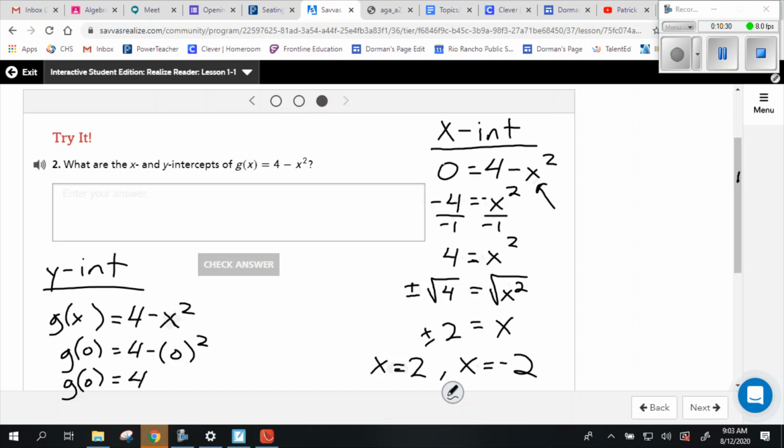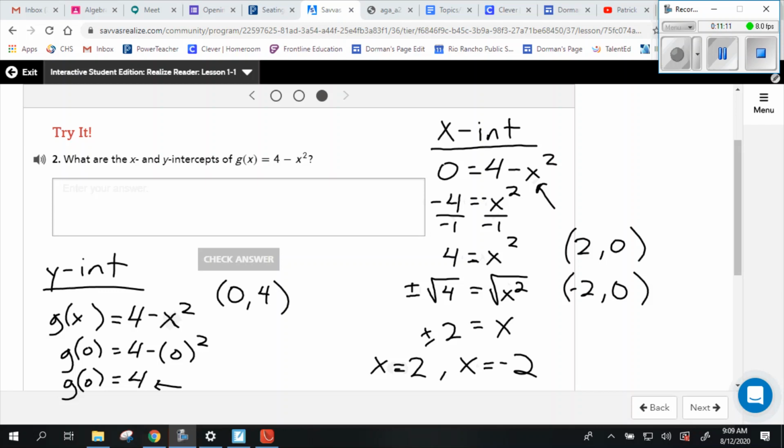4. Hey, let's go ahead and write these down as coordinates as well. I didn't do that on the last problem. That's nice. Our y-intercept, it turns out, is going to be the point (0, 4), right? Those are coordinates. Over here, we've got x-intercepts at the coordinates (2, 0) and (-2, 0). All right, so let's go ahead and erase this stuff and move on to the next concept here.